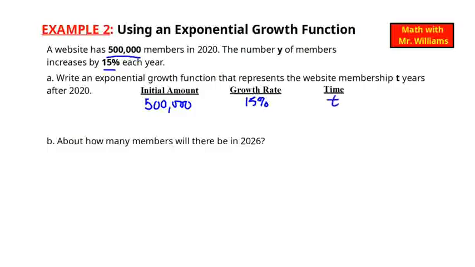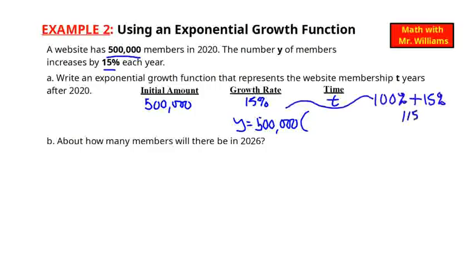Let's go ahead and plug in our function. y equals our initial amount of 500,000 times our b value, or our growth rate added to 100%. That'll give us 115%. Now we move our decimal 2 times. 1, 2, giving our decimal version of 1.15 for our b value. And then we plug in our exponent of t for time.